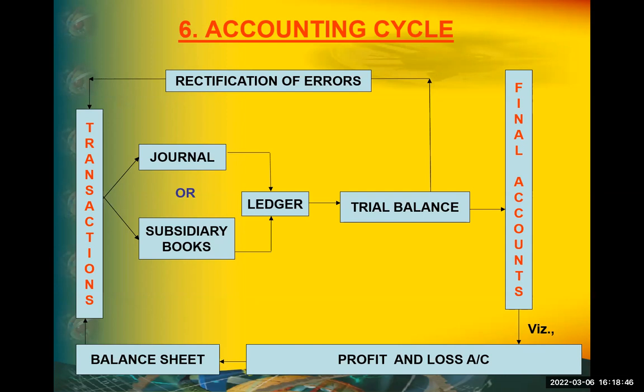Two equations we discussed. Income minus expenditure is equal to profit or loss. Asset is equal to liability plus equity. So the second equation is going to be in a statement, and that statement is called the balance sheet. The first equation is going to be in a statement called the profit and loss account, or statement of profit and loss. These two put together, we call final accounts, otherwise financial statements.